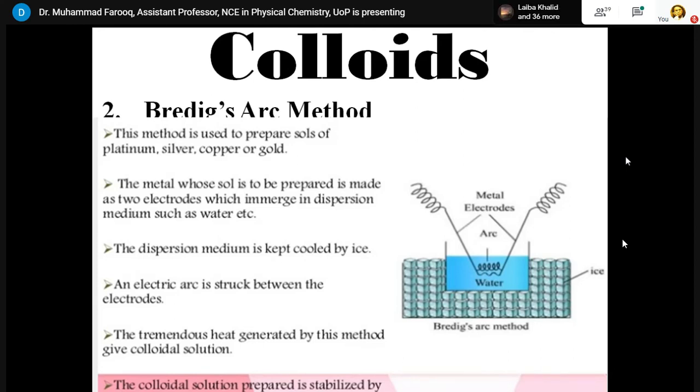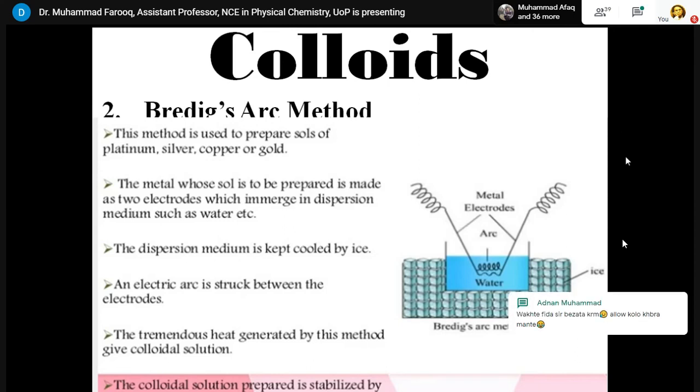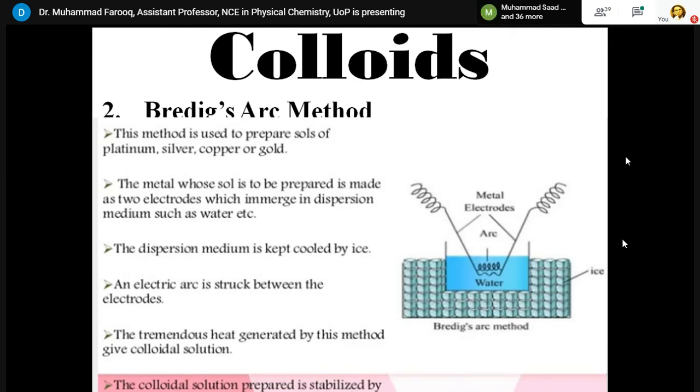Sir, the dispersion medium is kept cool with ice. Think about it, why? Why did we keep this dispersion medium cool? If we don't cool it, what will happen? For example, heat is produced, the metal will leach out and get into the water, so if we don't keep the water cool, the temperature will become so high that it will evaporate, and then your colloidal solution will not be formed.